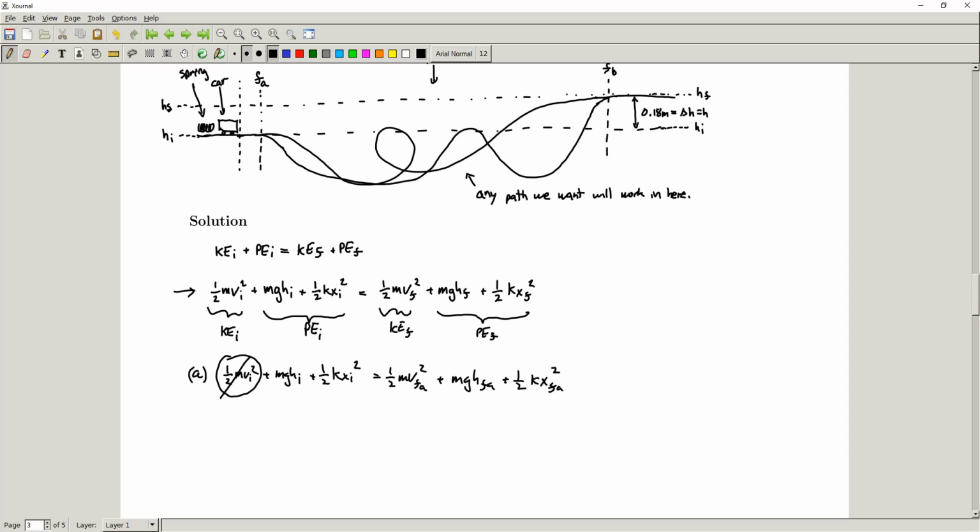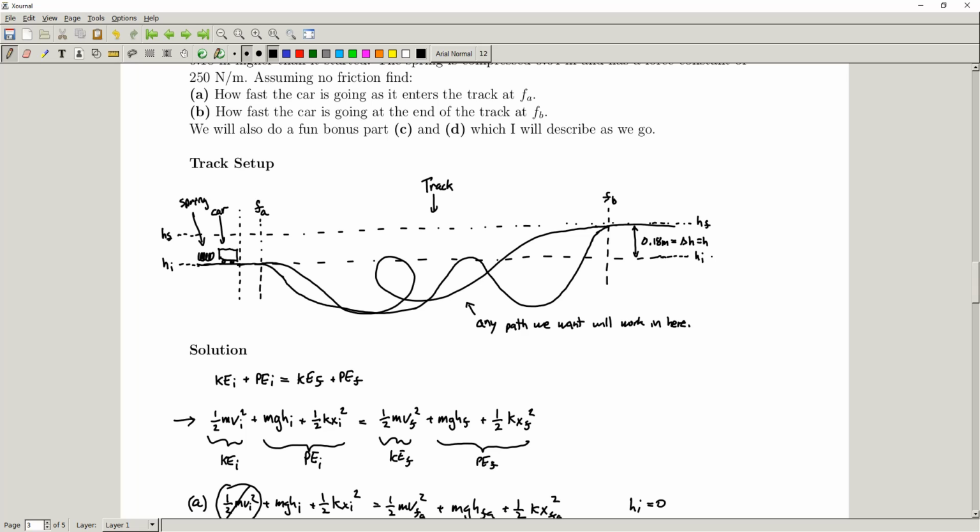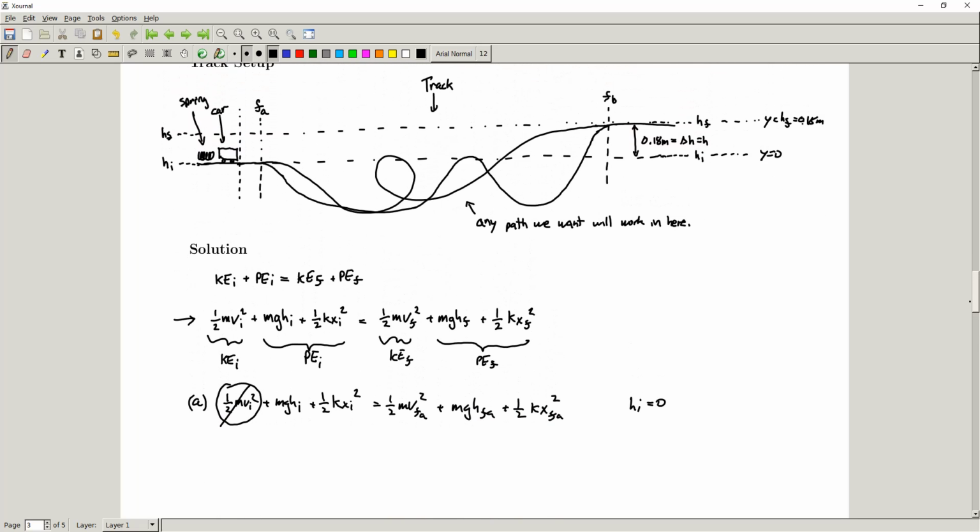Do we have potential gravitational energy? Well, it kind of depends what we consider HI to be. But if we call HI our zero, like if we look up here on our drawing, if we set this as our y equals 0, and this h final as y equals h final equals 0.18 meters, then we're not going to have any change in our gravitational potential energy, right? We end off at HI here, and H final at FA is still HI, right? So really both of these terms are just going to end up canceling out.